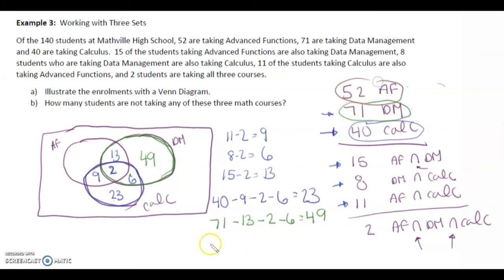Now, advanced functions, 52. So advanced functions is going to be this big, and this entire circle has to add up to 52. So we're going to go ahead and subtract the 13, the 2, and the 9 that have already been accounted for, and we get 28. So 28 students are only taking advanced functions, no other math courses.